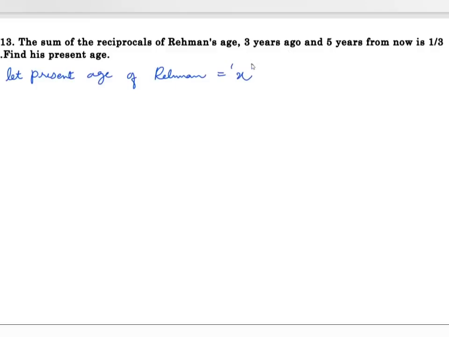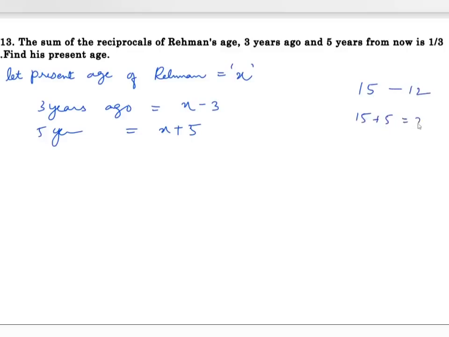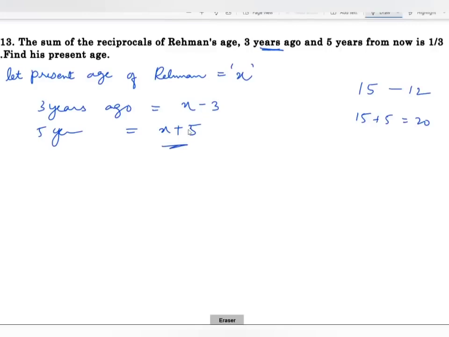Now 3 years ago, what will be his age? It will be x minus 3. 5 years from now it will be x plus 5. See here, assume that your age is 15 now. 3 years ago your age will be 15 minus 3, that is 12. After 5 years your age will be 15 plus 5, that is 20. In the same way, 3 years ago his age was x minus 3, and 5 years from now his age will be x plus 5.